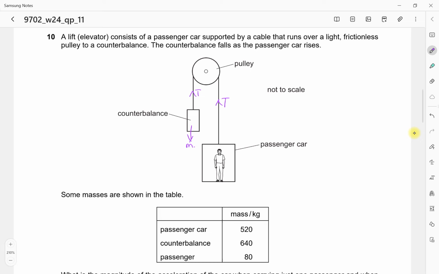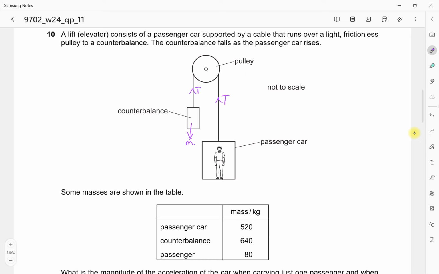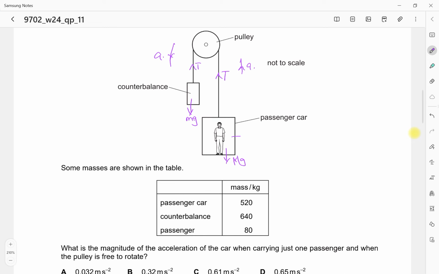And I'm going to call the total mass of this one capital M. So this is small m times g, that is the weight of this one. I'll call the weight of this one capital M times g. So it is falling in this direction, so the acceleration is in this direction, and it's the same. The acceleration this side is going to be upwards. So some masses are in the table. The total mass here, the passenger car and the passenger, is going to be 600 kilograms. The mass of the counterbalance is 640 kilograms.